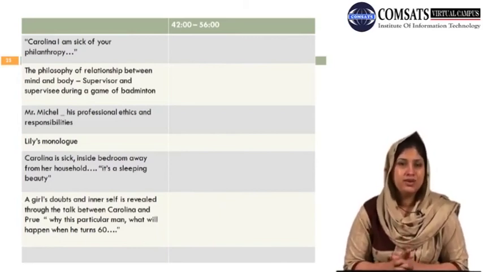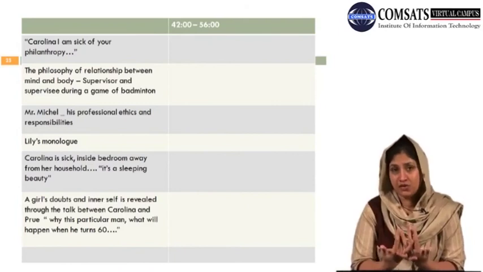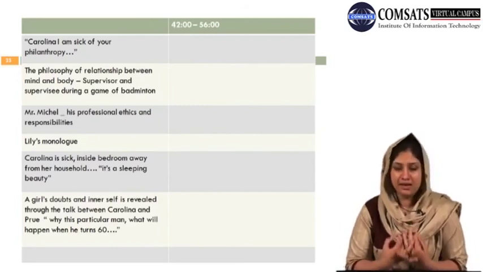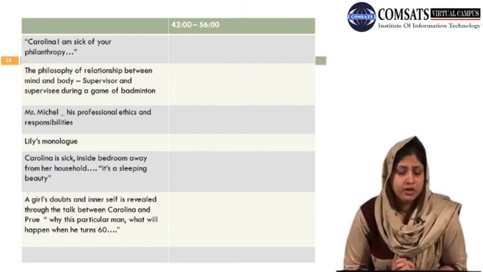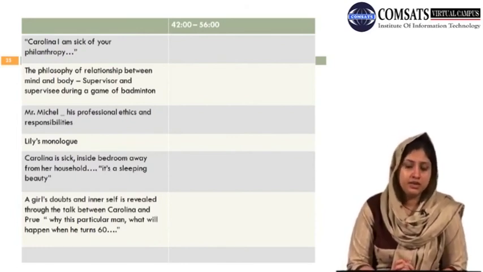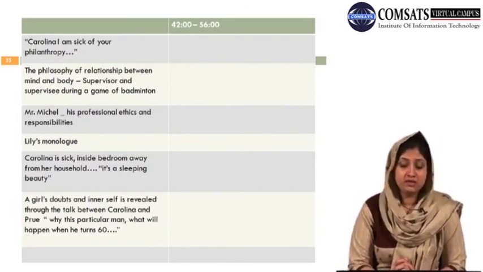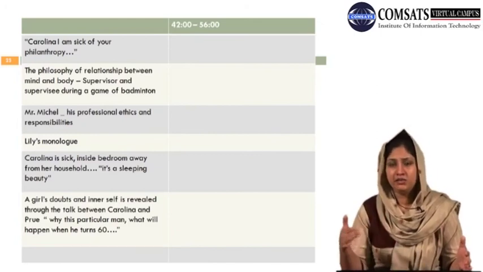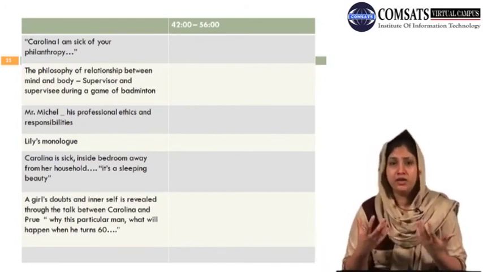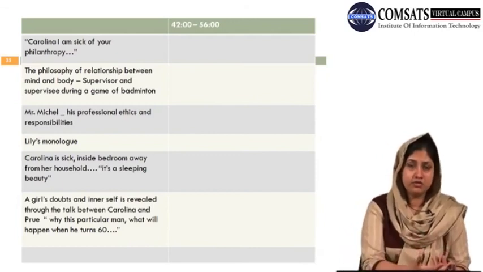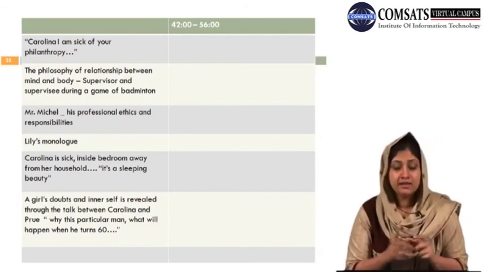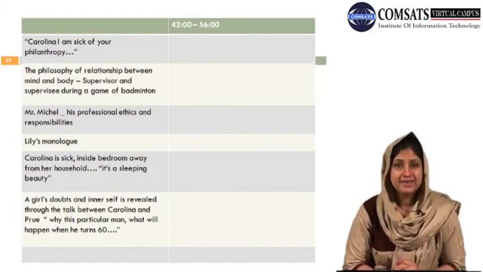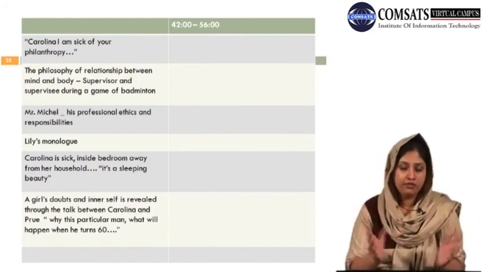Now, this is not only what we see in Mrs. Ramsay's character, this is seen by her own husband, who is not as philanthropic as she is. The philosophy of relationship between mind and body, and supervisor and supervisee during a game of badminton is quite obvious in showing the eventual developments of Mr. Ramsay's relationship with society, education and intellect. And this links us with the very first theme that we discussed. How does he see the scope of life?